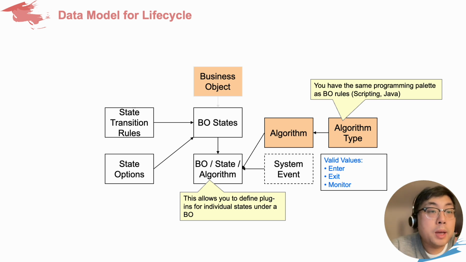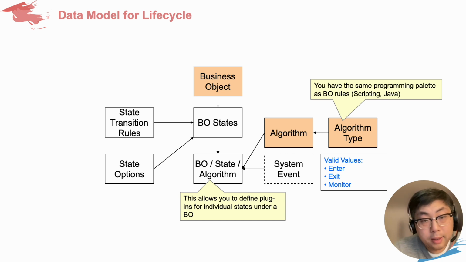So over here we have a business object, then we can define state based on the business object. For each of the states, we could define transition rules. We can define the state option, and most importantly, we can define algorithms based on different system events: enter, exit, or monitor.